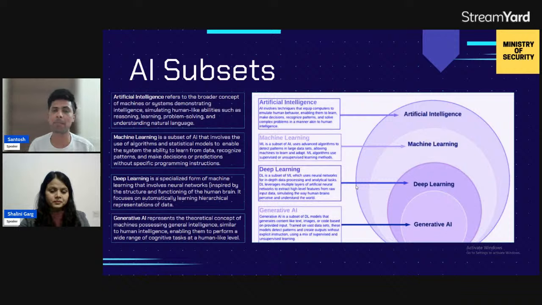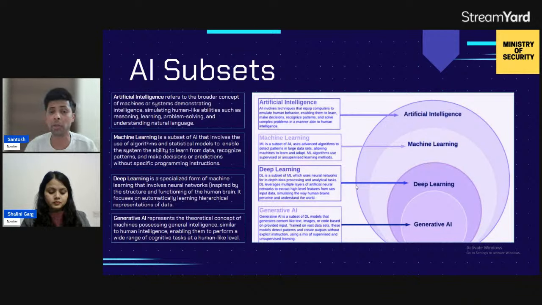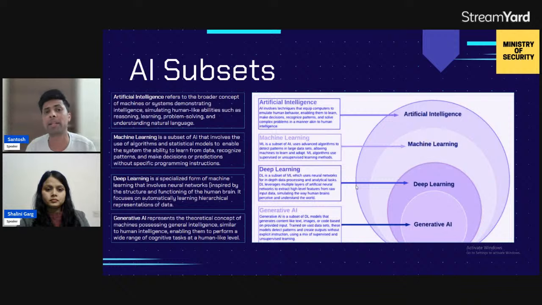The last subset is generative AI, which is the current ChatGPT, which comprises all your deep learning, machine learning, and artificial intelligence, and can generate new content. It is something similar to human intelligence, where in a particular situation, it tries to do what a human would do. Okay, Gen AI is nothing but generative AI, which can generate new content based on the data feeds you provide.